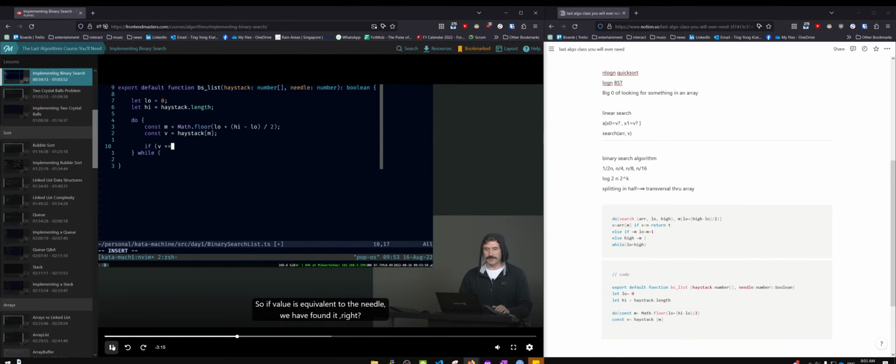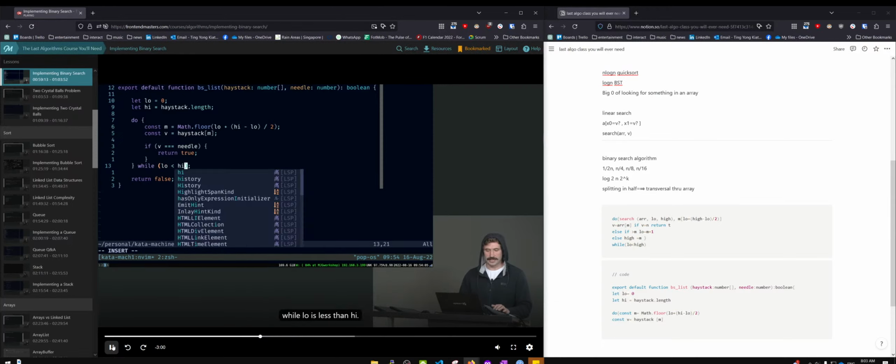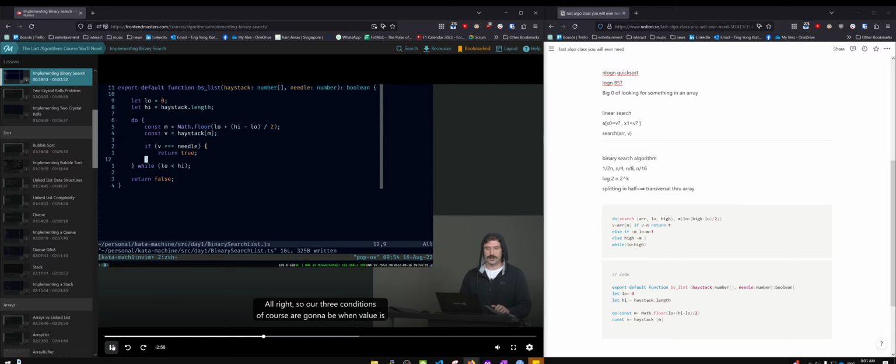All right, so if value is equivalent to the needle, we have found it, right? I'll take that down here and do a little false. There we go, and we need to come up with a nice condition right here. That, of course, is while low is less than high. All right, so our three conditions, of course, are going to be when value is equivalent to needle. We found it. Awesome. Let's return true.